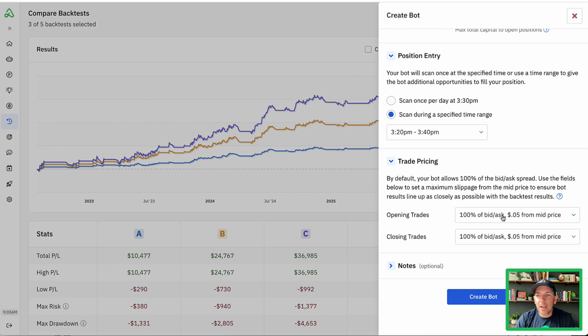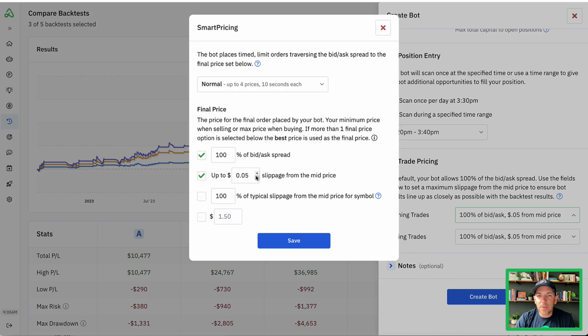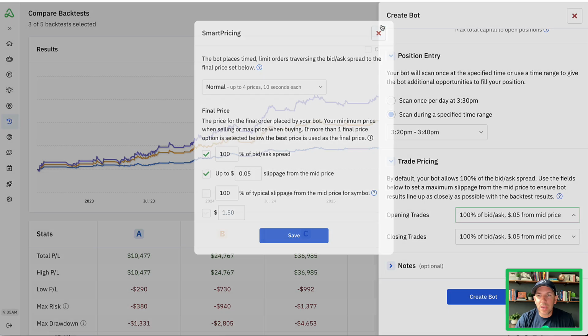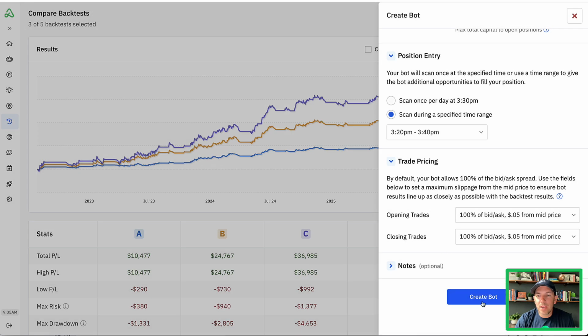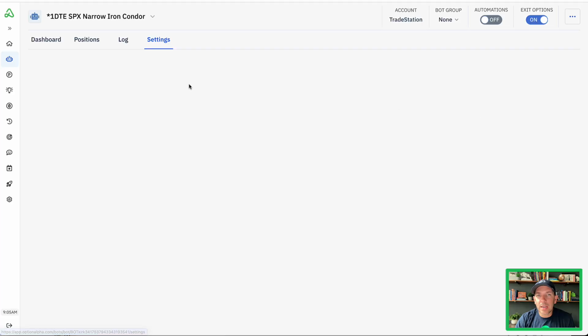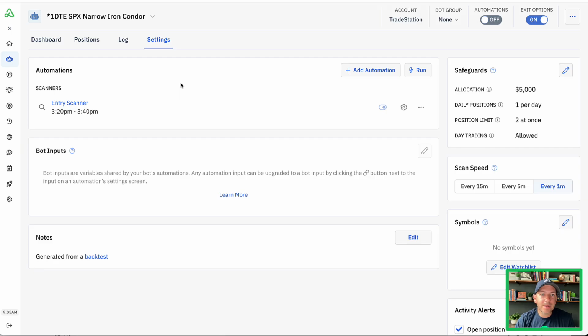Trade pricing, I will always do from the mid. So we'll do 5 cents of slippage from the mid. That's all by default in here. You can do that again, 5 cents of slippage from the mid. And then what I'm going to do here is create the bot. Now the bot is created. Again, it was just created from the backtest that we have.